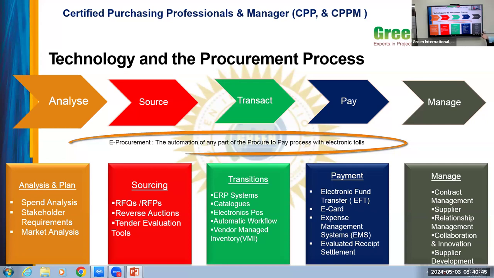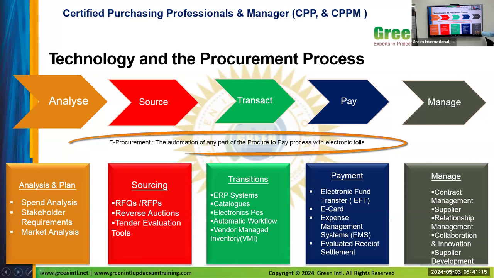So the technology is brought in for each and every step to reduce the number of papers being exchanged between various stakeholders. Manage is basically about the evaluation of the supplier or managing the supplier once the goods start coming. Contract management, supplier relationship management, collaboration and innovation, supplier development. So all these stages in the manage stage can use technology.